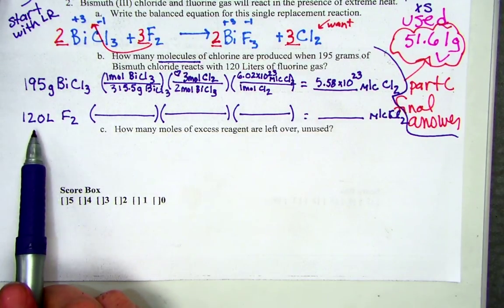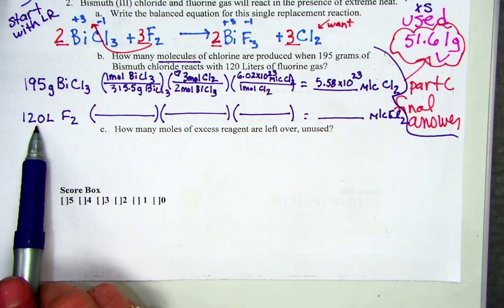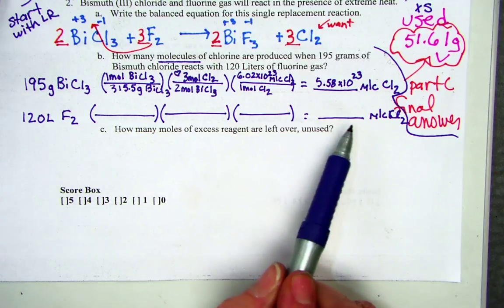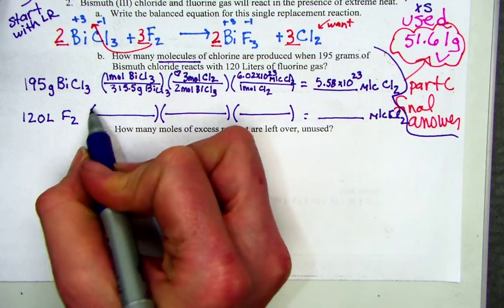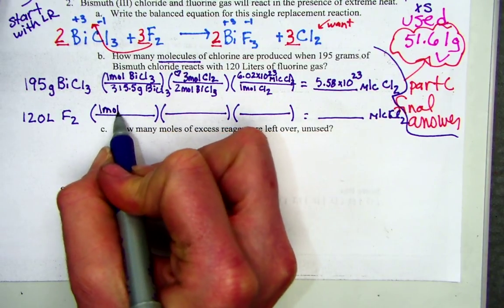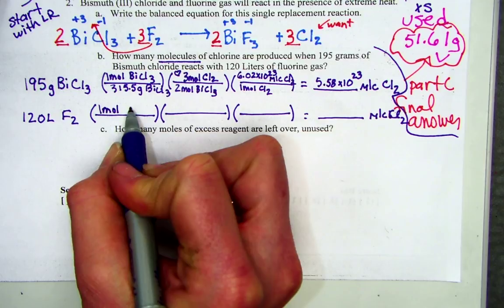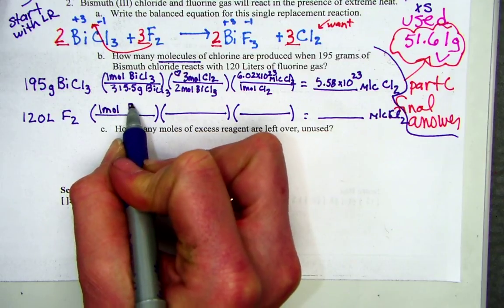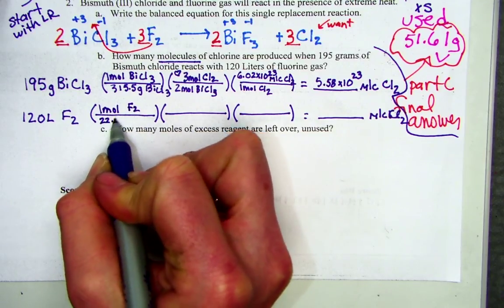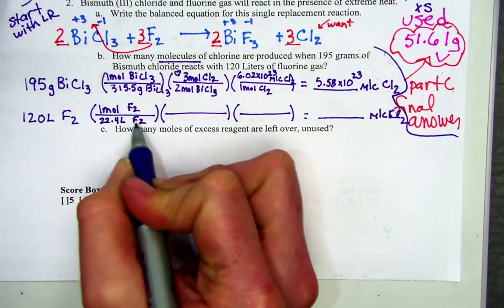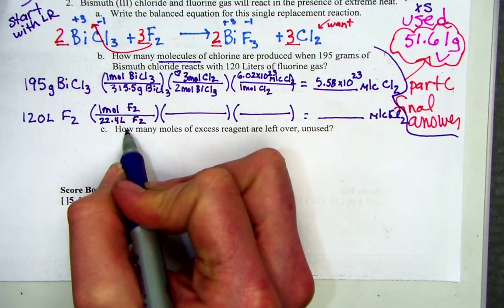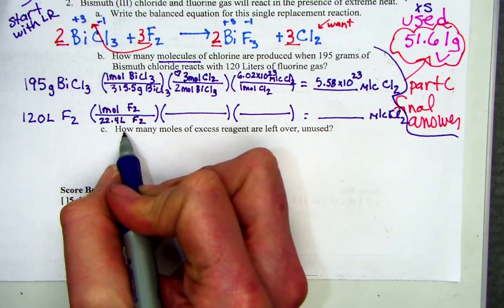We have a second journey to take. Beginning with 120 liters of fluorine, we still have the same target, the product of molecules of chlorine. Knowing in this first parenthesis, we are given a volume unit. The volume unit uses the molar volume of 22.4 liters for every 1 mole. The first parenthesis will use molar volume to cancel the liters we began with.